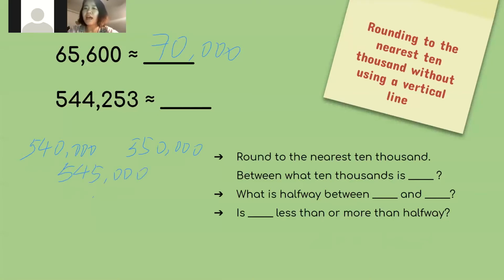545,000. And is 544,253 less than or more than this halfway point? The answer is less than. And when the number is less than the midpoint, we'll round this number down. So the answer for this is 540,000.